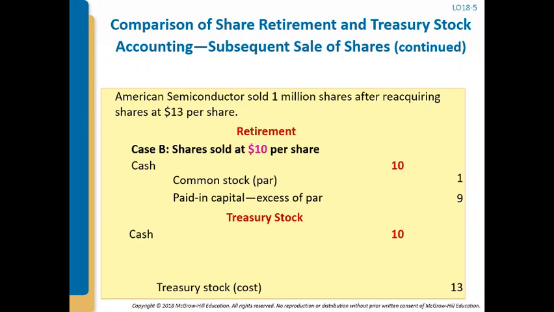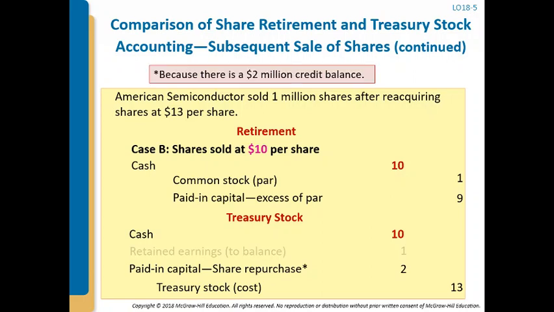As for treasury stock, you're still going to book the receipt of cash. You're going to credit treasury stock for 13. Since you had a balance in paid in capital share repurchase of 2, you're going to reduce that account from a credit balance of 2 down to 0 by debiting paid in capital share repurchase, and then the difference is going to be to retained earnings.